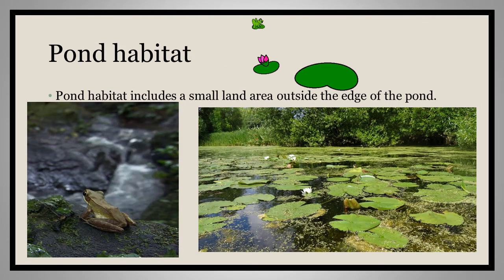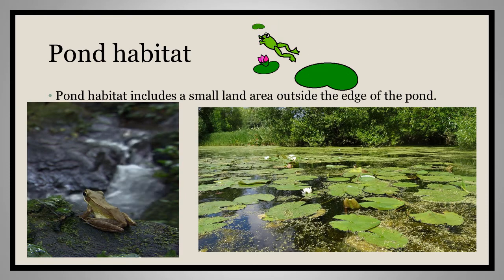Different types of plants and animals can live in particular habitats. In this part we are going to learn about pond habitat. The pond habitat includes a small land area outside the edge of the pond. So, many organisms live in or near the pond.